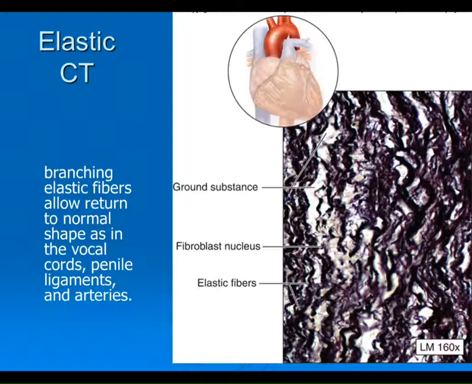What does this one look like? Can you imagine a kind of rubber band? Right? This is elastic connective tissue. It kind of looks like a rubber band that's been stretched and is recoiling. Again, you don't have to recognize it. This kind of tissue is going to be found in the vocal cords. It's going to be found in the arteries and in the ligaments of the penis. Again, all places where there's a lot of stretch.